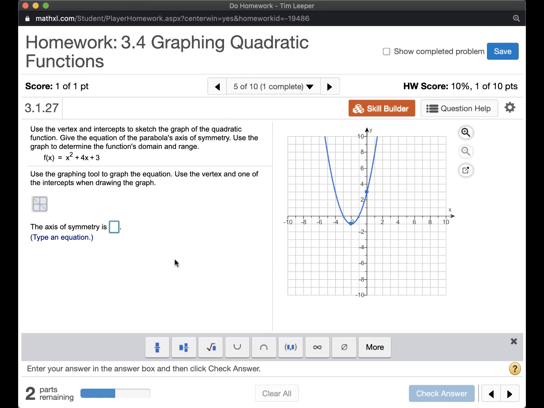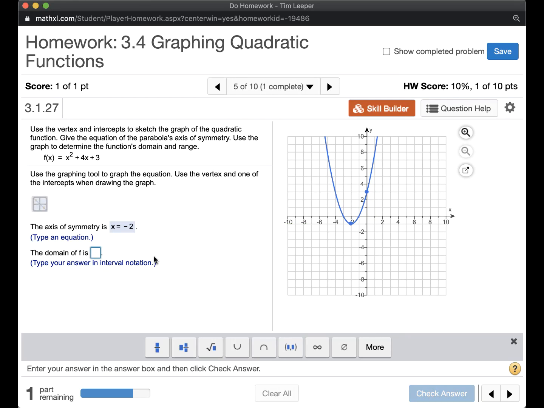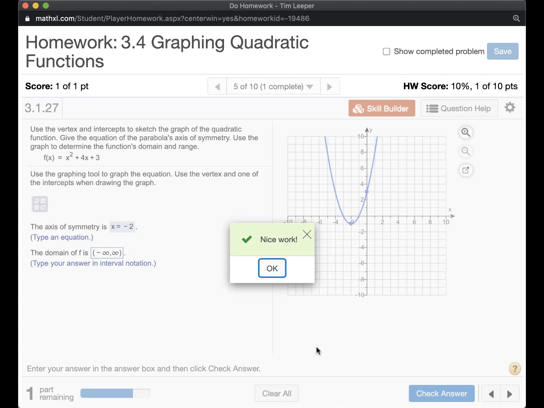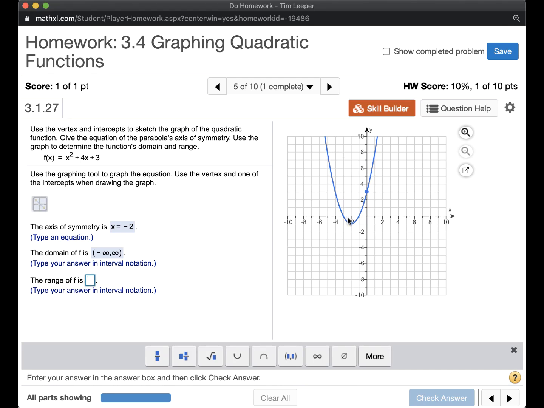Now, the axis of symmetry, just type in x equals, and the x coordinate was -2, so just click enter, and that tells you well done. Now the domain of f is always -∞ to infinity. Nice work. The range, however, notice that it goes down to this y value of -1 and goes up to infinity. So the range starts at -1 and ends at positive infinity.